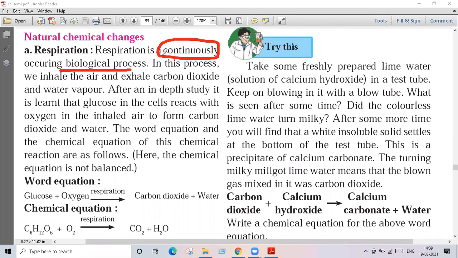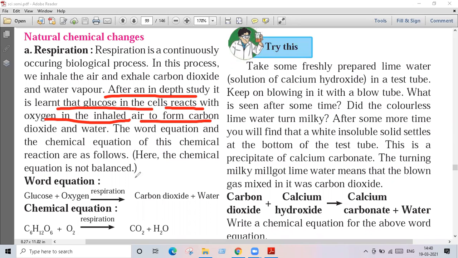Yes, in our body the process happens continuously. In this process we inhale air and exhale carbon dioxide. So what is air? In that air we have oxygen. It is learned that the glucose in the cells reacts with oxygen in inhaled air. See, we do not inhale only oxygen.